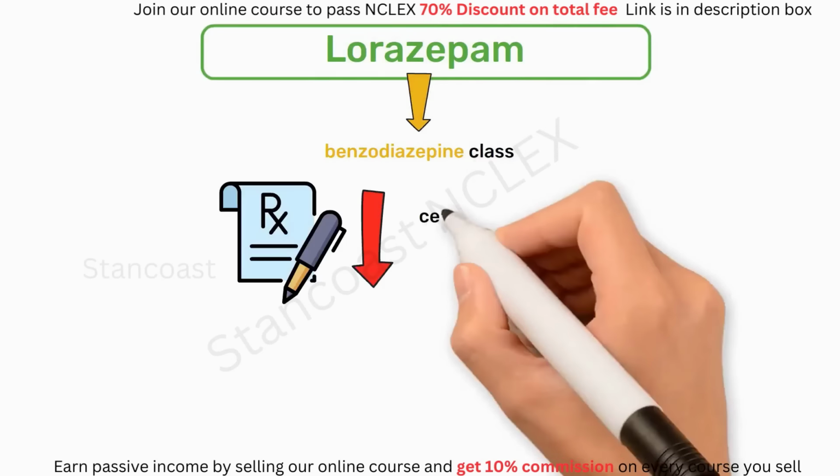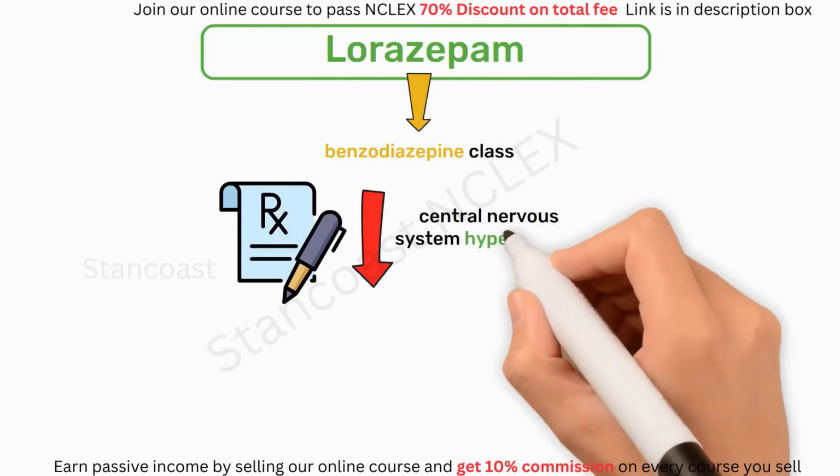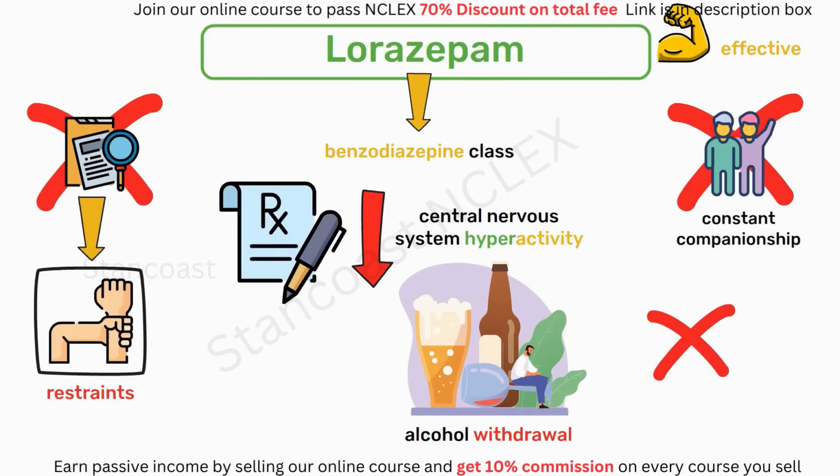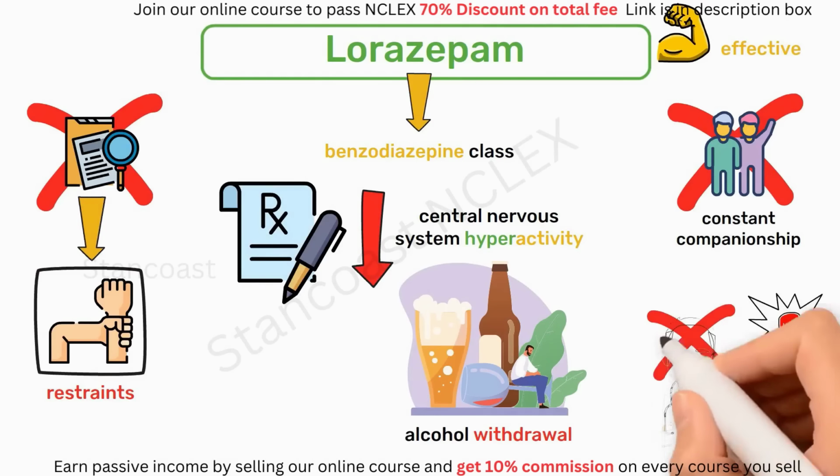Here, option D is the correct answer, because lorazepam, which belongs to the benzodiazepine class, is frequently prescribed to alleviate central nervous system hyperactivity in patients showing initial signs of alcohol withdrawal. At this juncture, there's no clear evidence suggesting the need for restraints. If lorazepam proves effective, there may be no requirement for constant companionship for the patient. Currently, there's no immediate need to alert the physician.